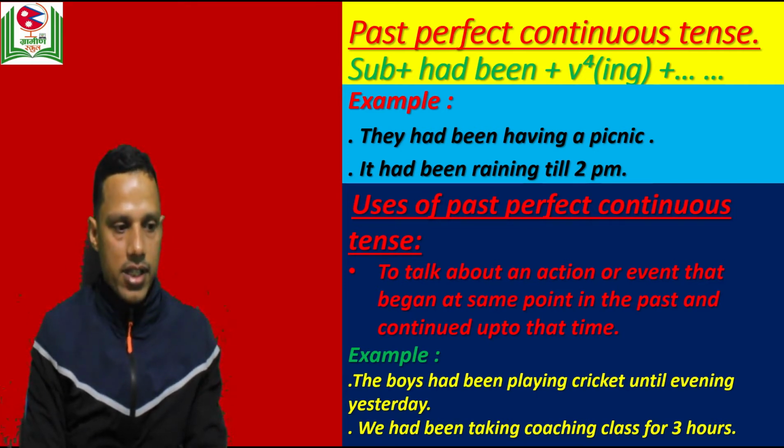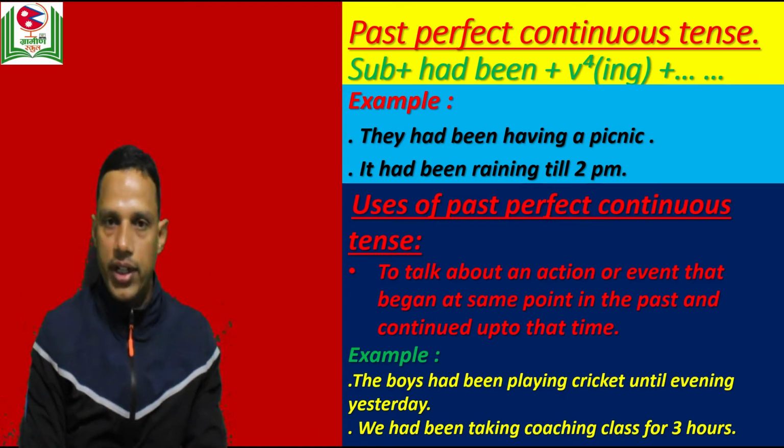Let's see some examples. They had been having a picnic. Second one, it had been raining till 2 p.m. Yes, these two sentences indicate past perfect continuous tense. Then do you know when, or on what condition, we use past perfect continuous tense?